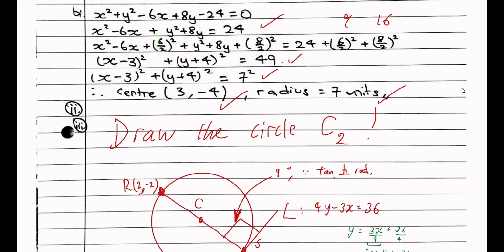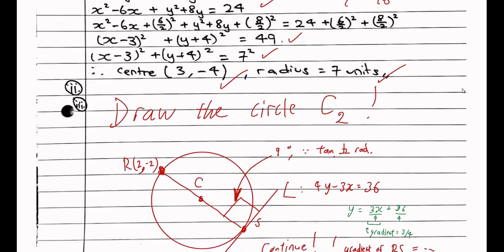Yeah, so the second circle C2 has a diameter SR. The point R has coordinates (2, -2). The equation of the tangent to C2 at S is 4y minus 3x equals 36. Part 2: find the equation of SR and hence show that the coordinates of S are (-4, 6).